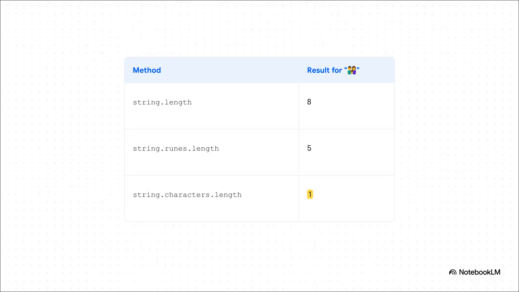Now check this out, because these results are wild. If you just use the standard string.length property, it tells you the length is 8. If you use string.runes, you get 5. Neither of those is what the user actually sees.